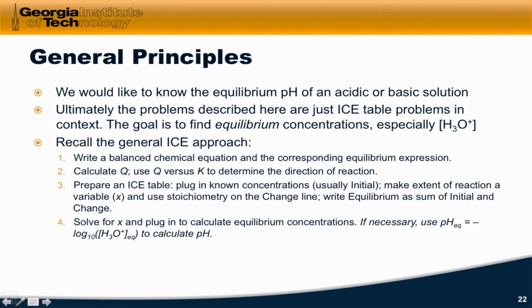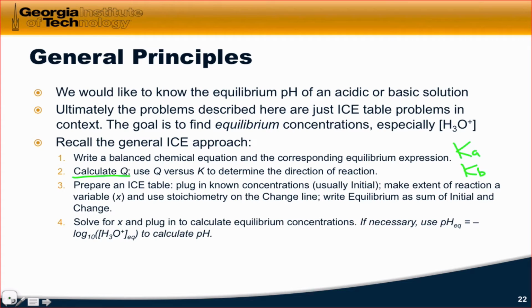We're going to write a balanced chemical equation and its corresponding equilibrium expression. This is going to involve either Ka or Kb, depending on whether we're talking about an acid or a base in solution, respectively. We're going to calculate Q and then use Q versus K to determine the direction of reaction. Very often Q will be 0, but not always.